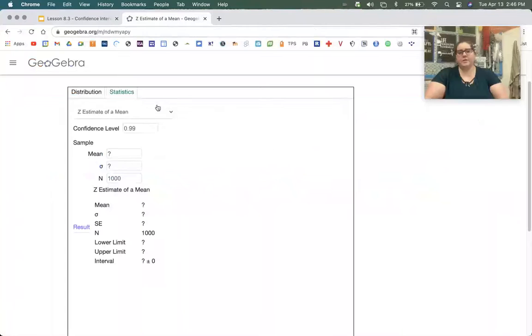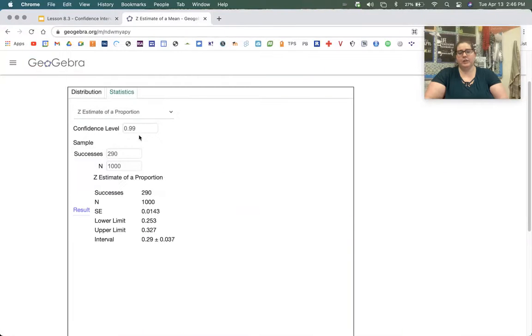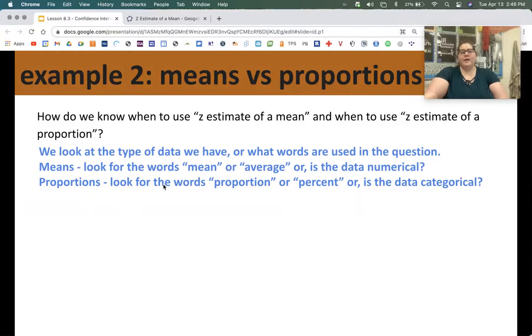For proportions, we're going to use the estimate of a proportion on this little website. So we're going to either look for the word proportion, a very good clue, or maybe the word percent, because that's kind of the same idea. Or if it doesn't have either one of those words, look for, is this data categorical? Meaning when we collect the data, is the data words as opposed to numbers?